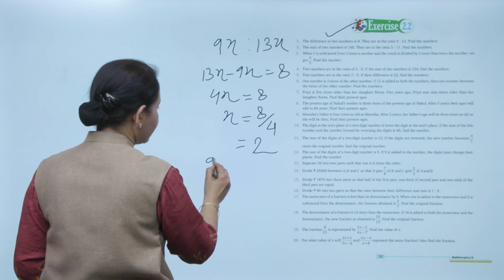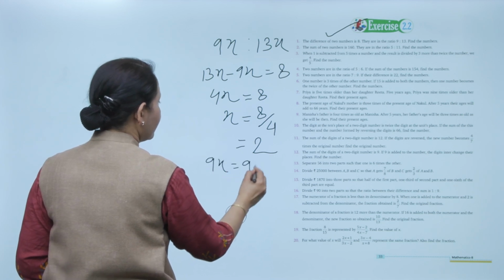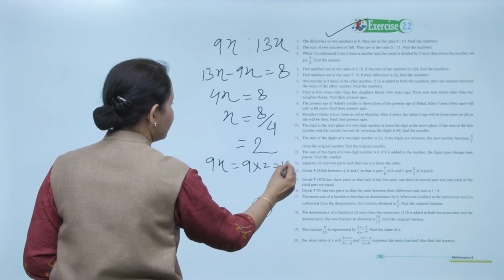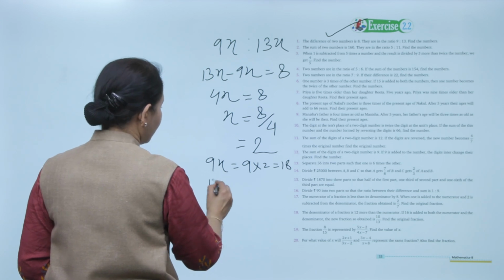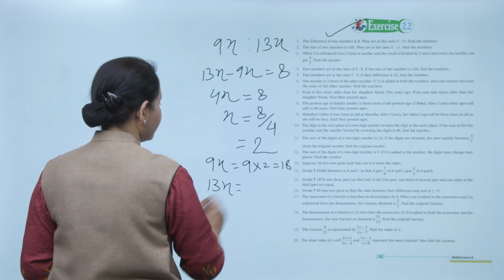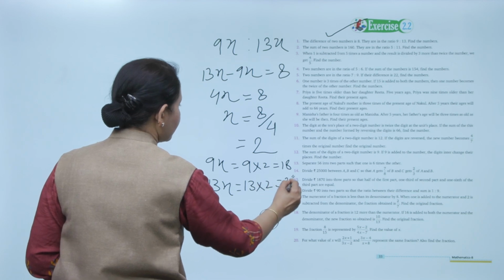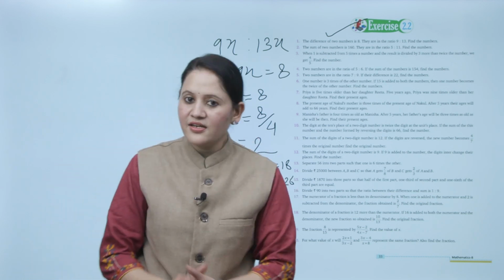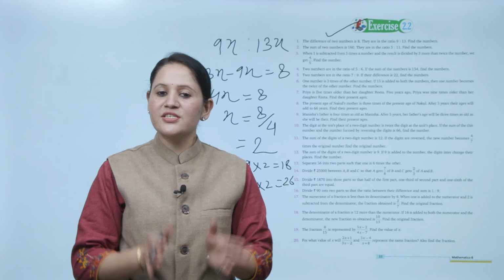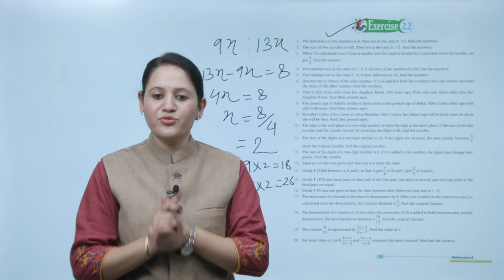9x थे, यानी 9 into 2, that is 18, and next is 13x, means 13 into 2, that is 26. Clear? So you have to practice all the questions of this exercise. We'll move to the next topic.